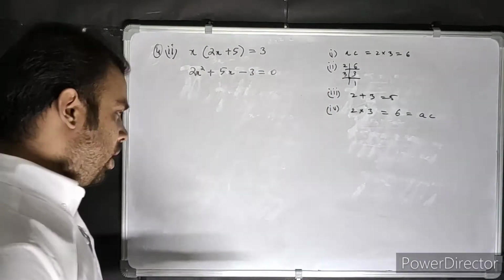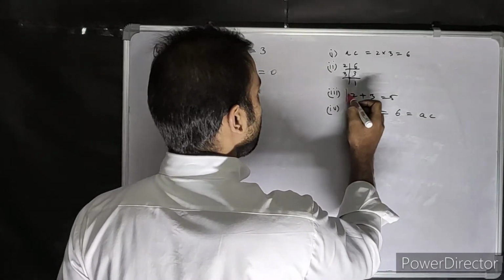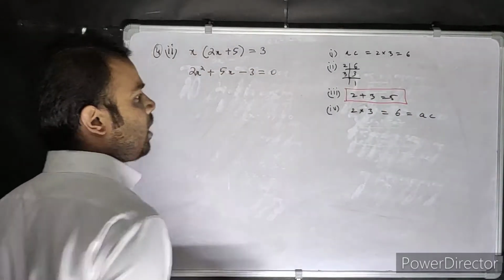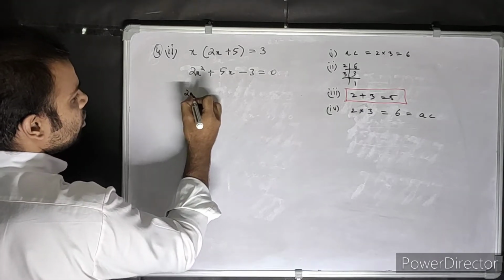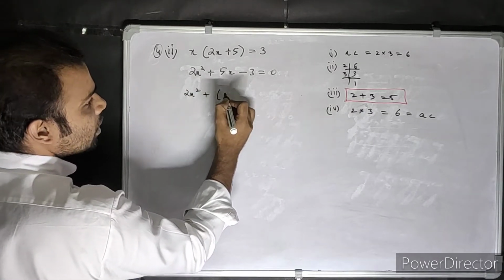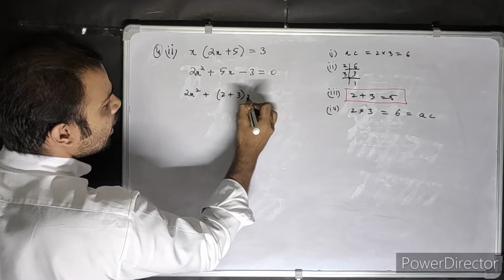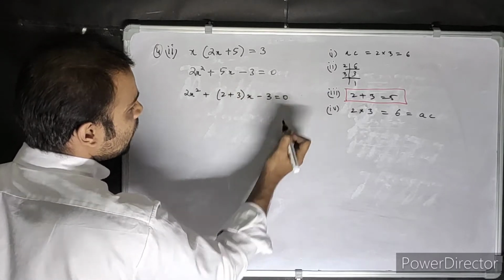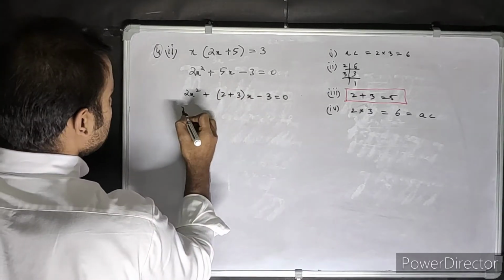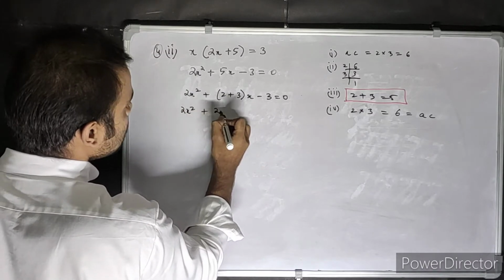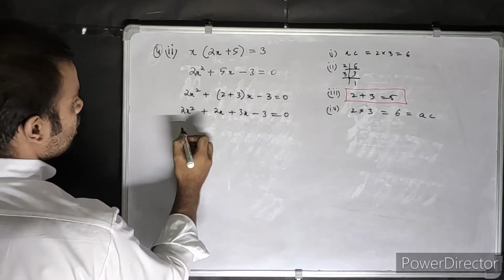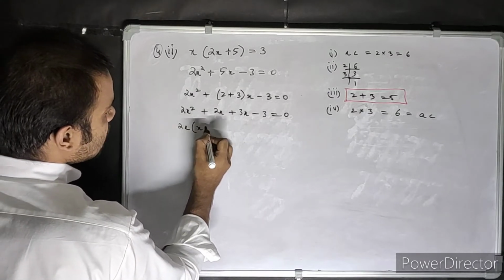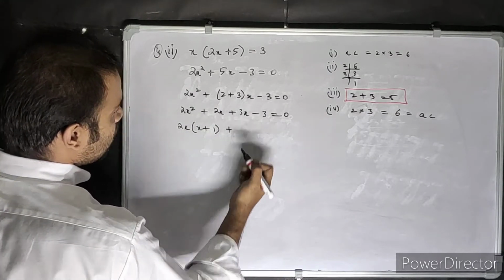So which step? Now I am going to take my third one. So let's start with my third one. Okay, and let's continue. 2x square plus 2 plus 3x minus 3 equals to 0. So that is 2x square plus 2x plus 3x minus 3 equals to 0. So that is 2x, x plus 1.